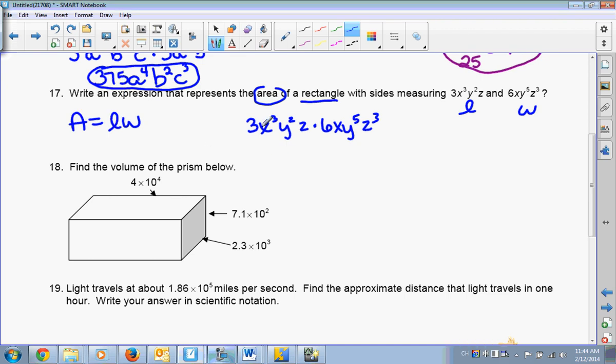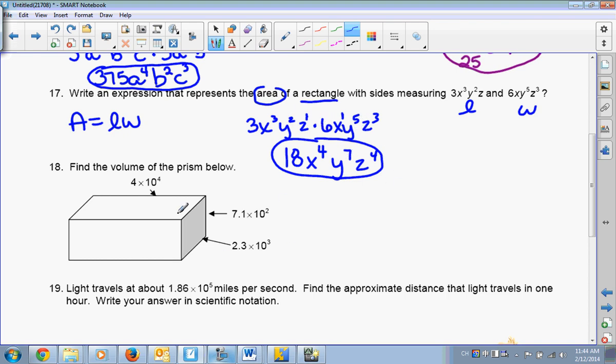Okay, so what did you do with the 3 and the 6? Okay, so what'd you get? 18. What about how many x's? 4. Yes, there's a 1 right here, remember? How many y's? 7. How many z's? 4. And we're done. That's our area of the rectangle. Because, yeah, that's a 1 right there. And this is 5 and 2 is 7.